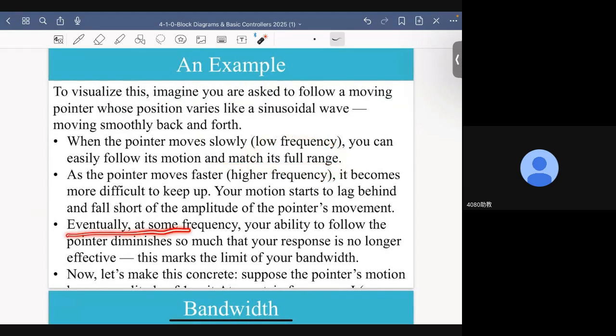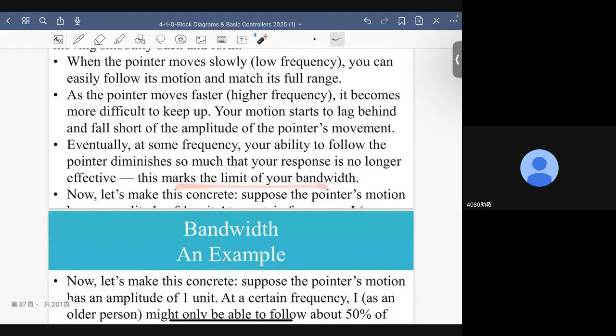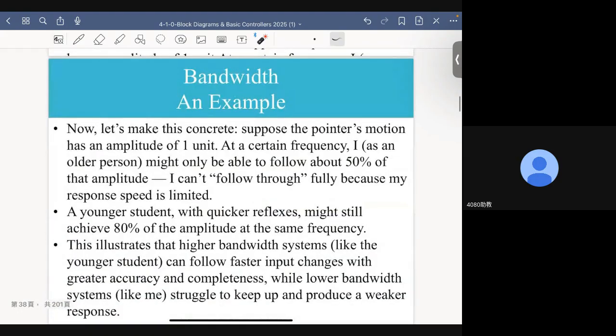So eventually, at some frequency, your ability to follow the pointer diminishes so much that your response is no longer effective. This makes the limit of your bandwidth. Okay, so that's the limit of the bandwidth.